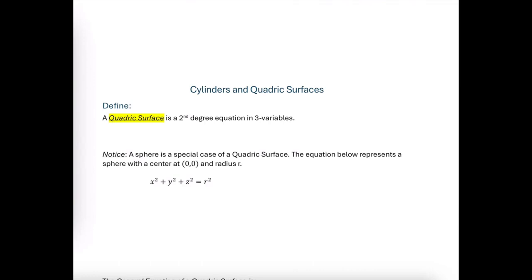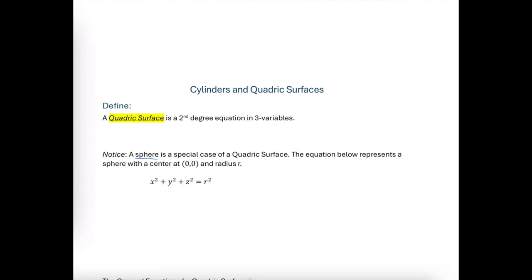In this video, we're talking about cylinders and quadric surfaces. A quadric surface is a second-degree equation in three variables, meaning that there are going to be an x, a y, and a z variable present, and at least one of them would be raised to a square power. So we have seen a quadric surface before.